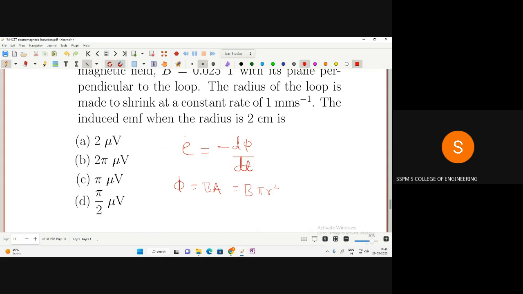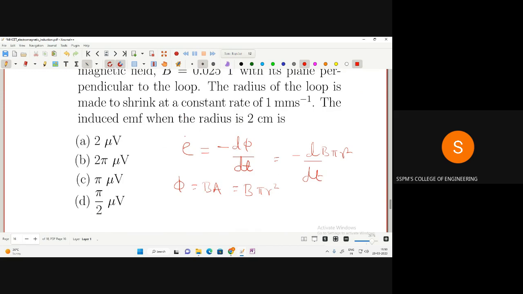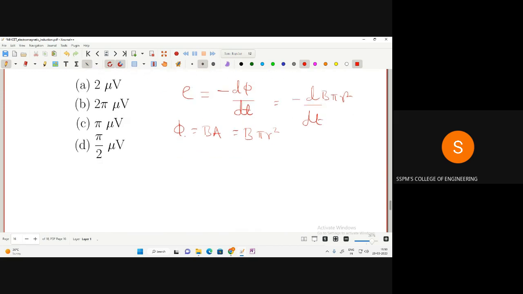त्यामुळे इथे काय येणार बघा? इथे मायनस डी बाय डी टी ऑफ B into pi into r square येणार. Where B and pi are constant. The B दिलेला आहे 0.025. It's a constant. Pi value is constant, but r is a variable. The radius of the coil is shrinking with respect to time. Isn't it? So EMF induced is minus B into pi into d by dt of r square.